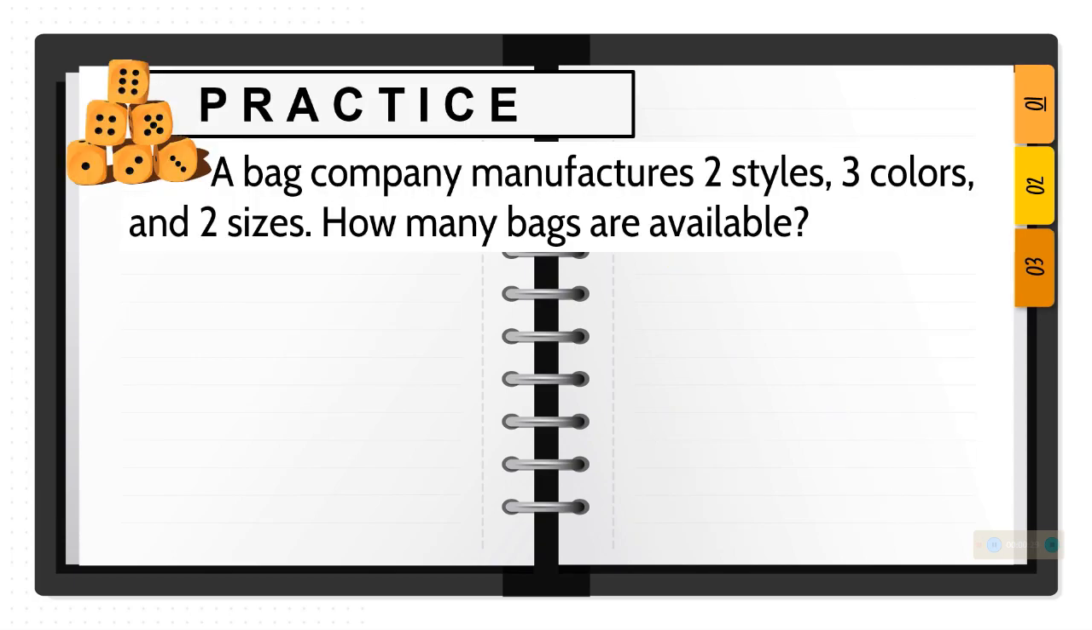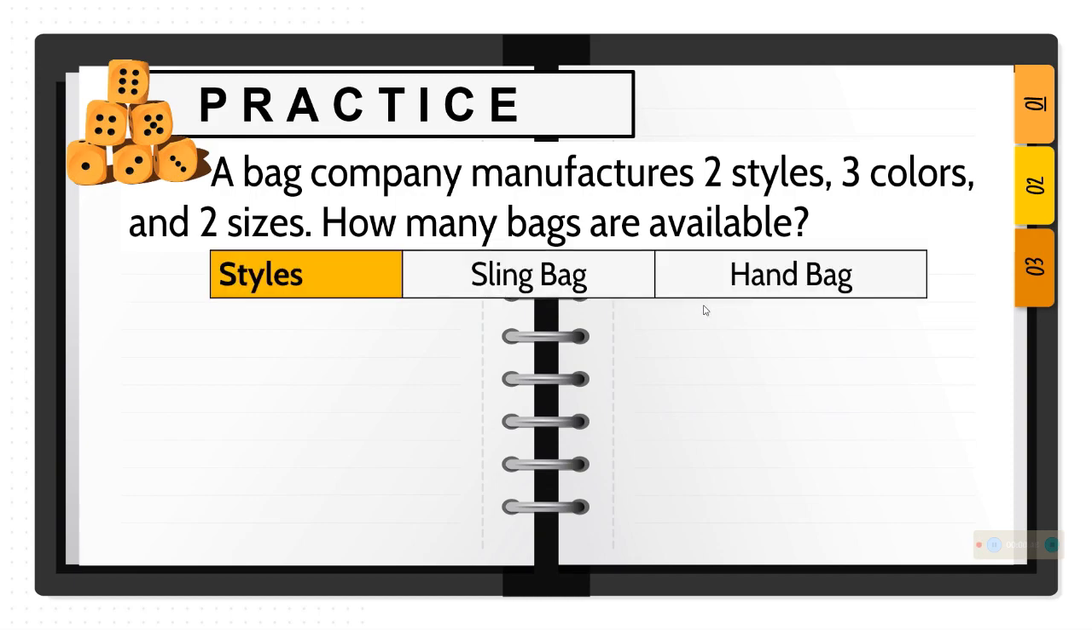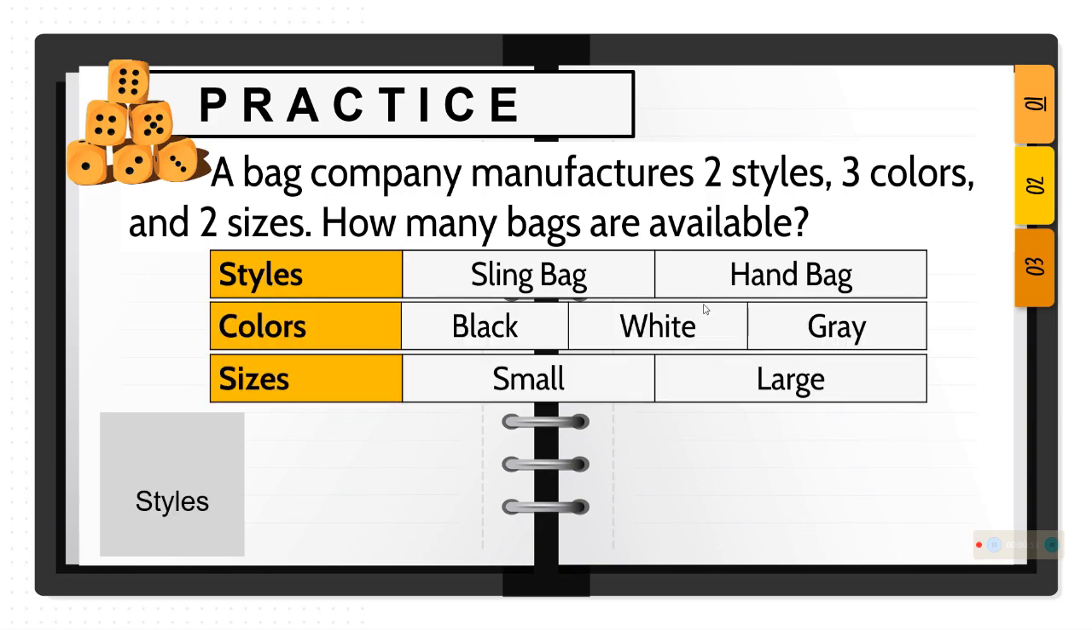So let's have here our example exercises wherein a bag company manufactures 2 styles, 3 colors, and 2 sizes. How many bags are available? Okay, so you are going to analyze the given problem. So it is said that we have 2 styles: the sling bag and the handbag. We have the 3 colors: black, white, and gray. And 2 sizes: the small and large.